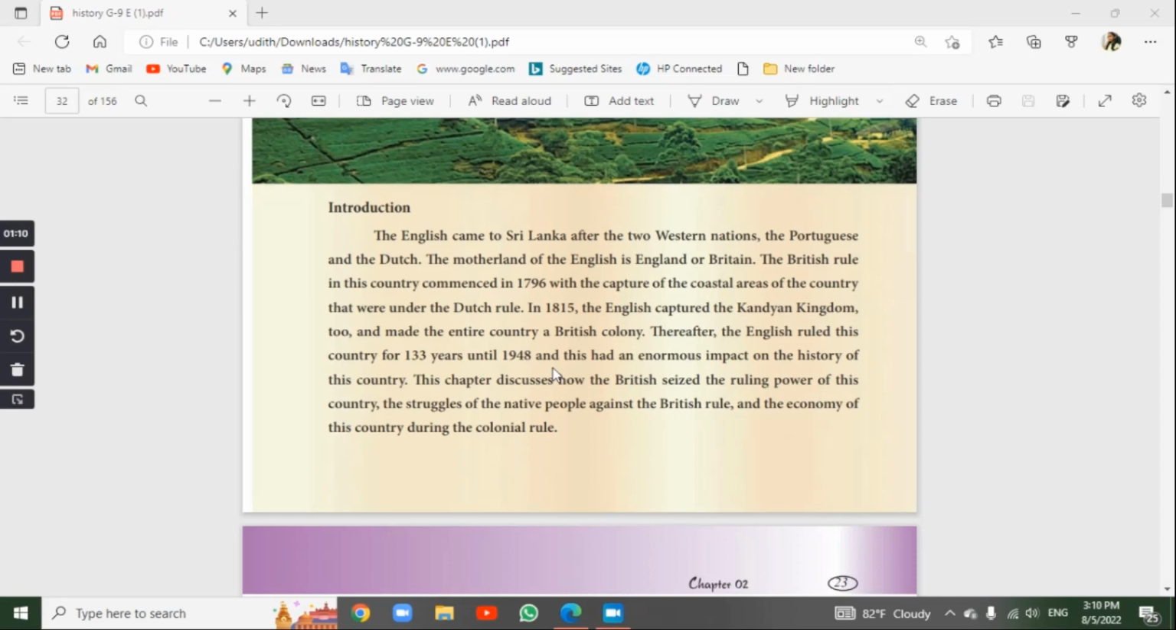The motherland of the Portuguese is Portugal. The British rule took place in our country in 1796 by capturing all of the coastal areas in our country. In 1815, the English captured the whole Kandyan Kingdom and our entire country became a British colony. The British ruled our country for 133 years and in 1948, our country got independence. We will learn more in this chapter by focusing on the ruling power of the British.